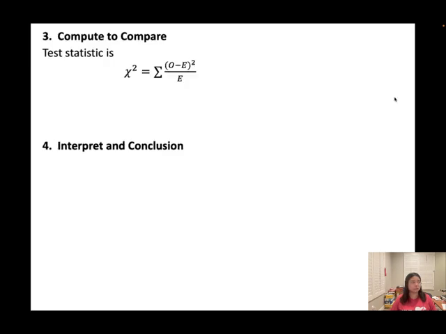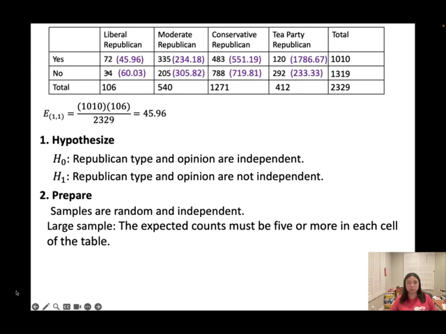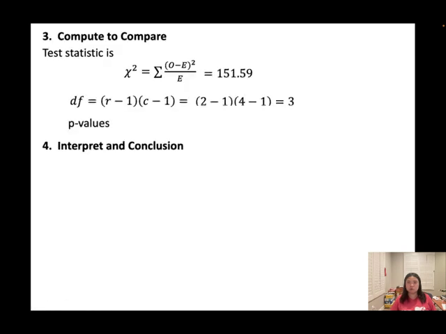Okay, the test statistic. Before we find the test statistic, I want you guys to state the degree of freedom first. What is the degree of freedom? How many rows and how many columns do we have? When you guys are counting the rows and columns, you don't count the total, okay? Only this part. So we do have 2 rows and 4 columns. So 2 minus 1 times 4 minus 1. You should get 3 in here.